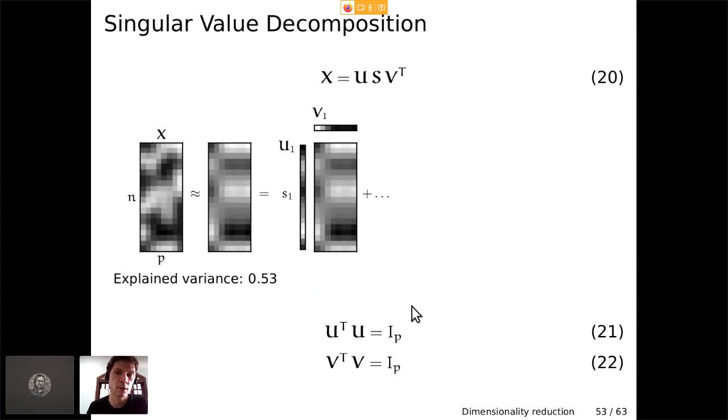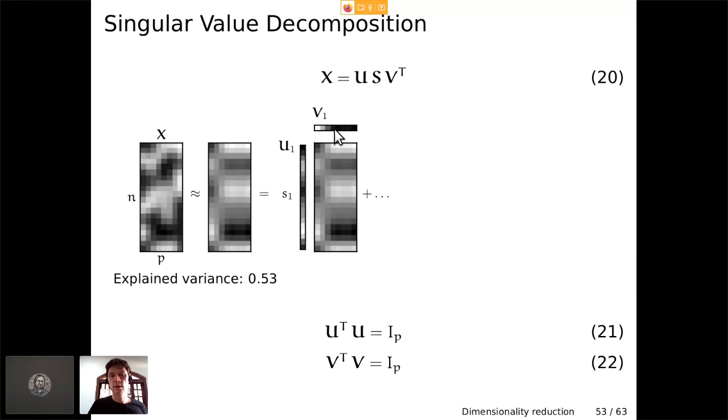So maybe it will be simpler with an illustration. I have here my design matrix X with n samples and p features to start with, and I try to build a low-rank approximation of it as a product of these matrices U and V. And I do that iteratively by first trying to find the pair of normalized vectors U1 and V1, that when I compute their outer product, it will give me the best possible approximation of X in terms of the Frobenius norm.